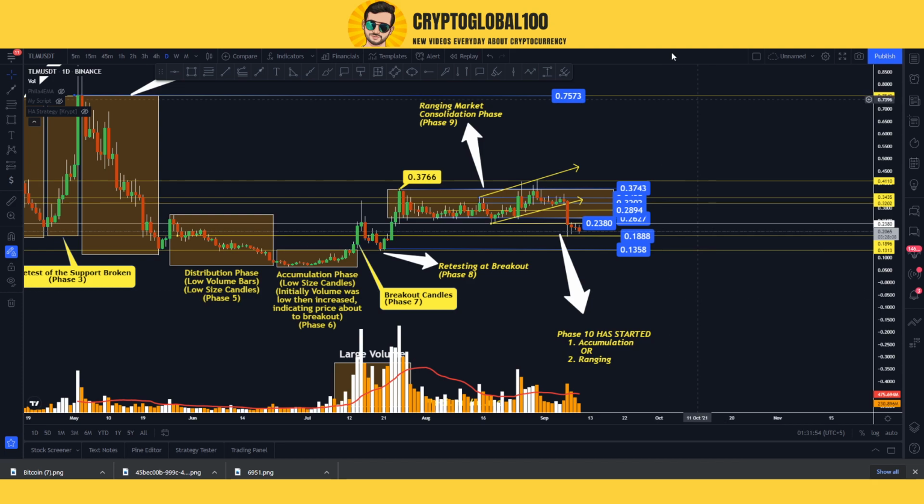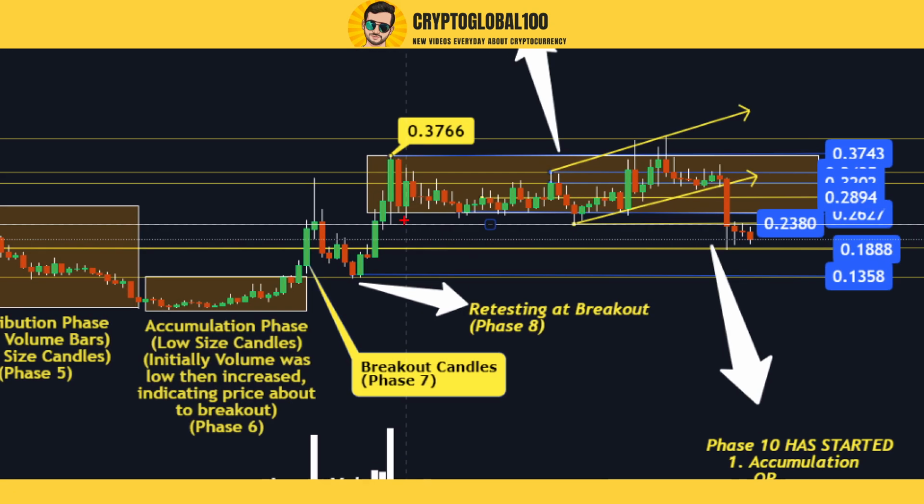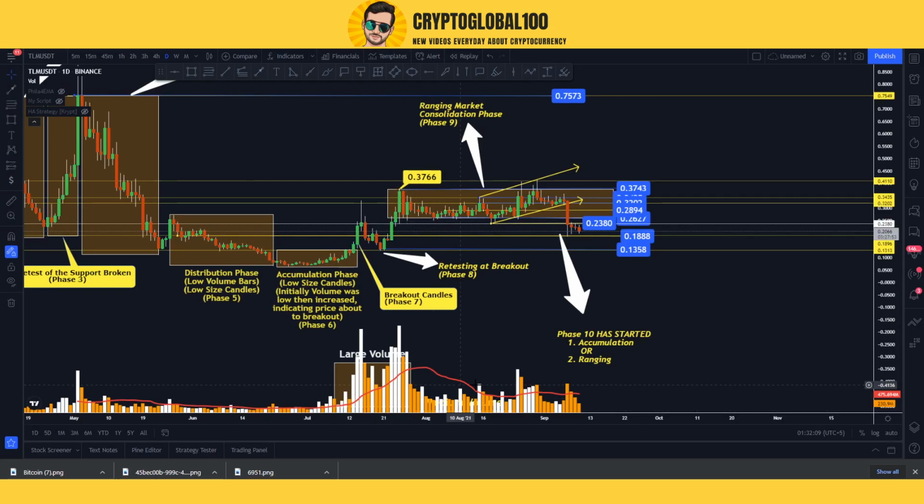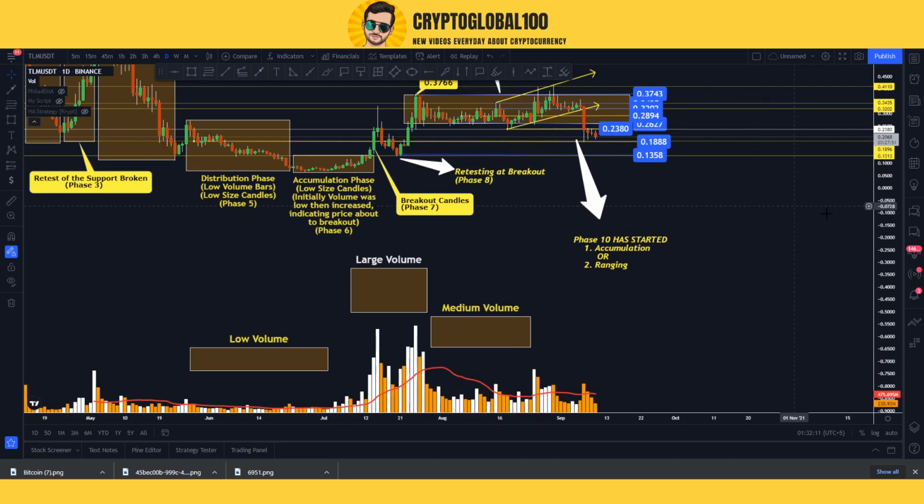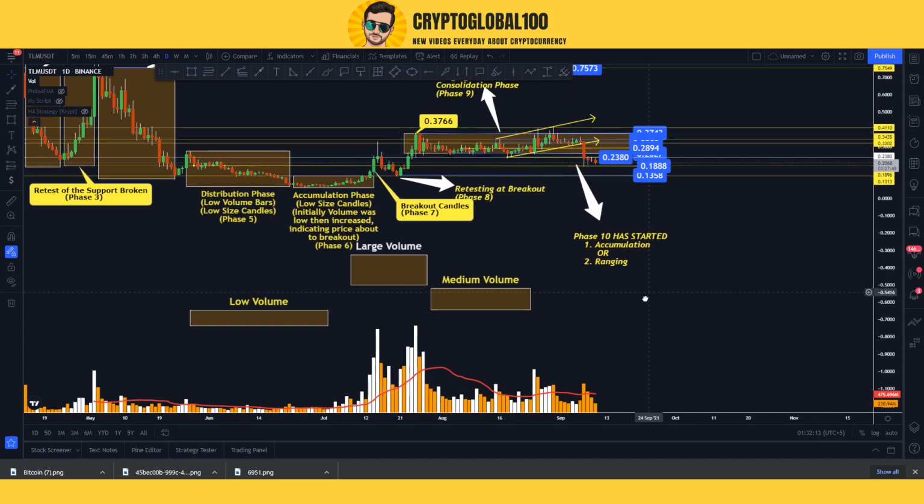Now here you can see what happened afterwards. Once the retesting happened, the price went up, retesting the previous swing high, and then the price started to move sideways, in the ranging market. You can see here, which is happening here right now.